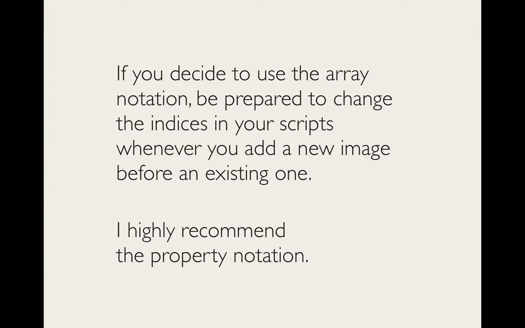If you decide to use array notation, and as you add and subtract images to a page with JavaScript, your indexes are going to change. Just be prepared to change your indexes in your scripts as you add new images or delete images before and after existing ones, because they change. If you put a new image between image 2 and 3, image 3 now becomes image 4, and you can figure the rest of that out. I highly recommend using the property notation. It's much easier. It's much more maintainable as far as code goes, but either one works.